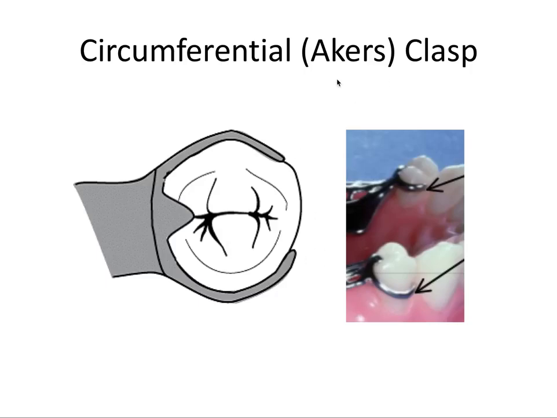So the Akers clasp is ideally used in a lot of different scenarios. It's very versatile. And notice how both clasp arms are originating above the survey line. The retentive clasp is originating up where the minor connector meets the rest, and also on the lingual surface, the reciprocal arm is originating above the survey line. And that means that this is a suprabulge clasp design, because it's originating above the bulge, above the height of contour.